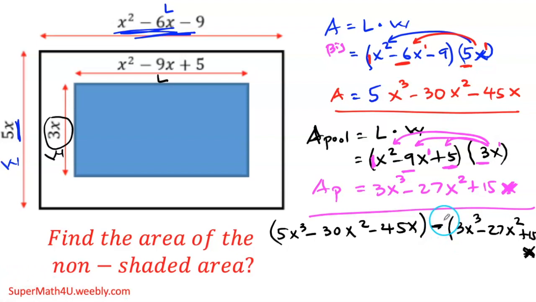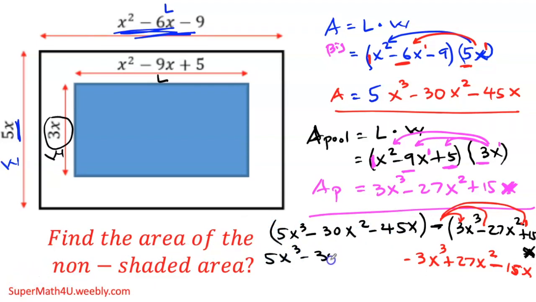So this negative, I'm going to distribute it here. Negative and positive is going to give me negative 3x cubed. Negative times negative is going to give me positive 27x squared, right? Negative and positive, I'm doing the positive 15x, gives me negative 15x. Okay? So that was distributing the negative. There's nothing on the outside, so I can bring the same thing.